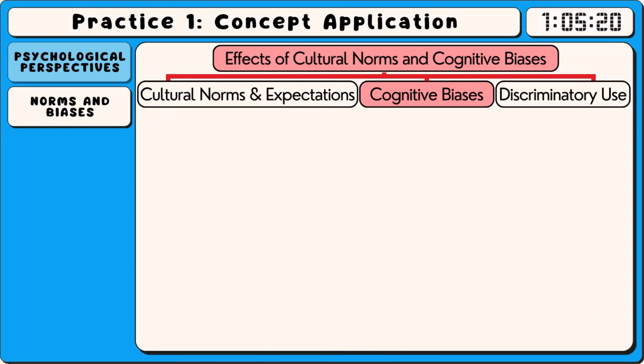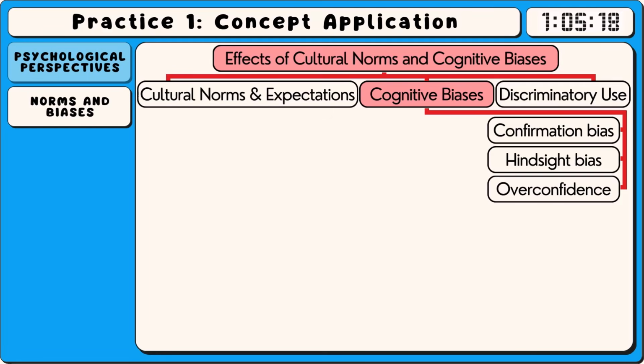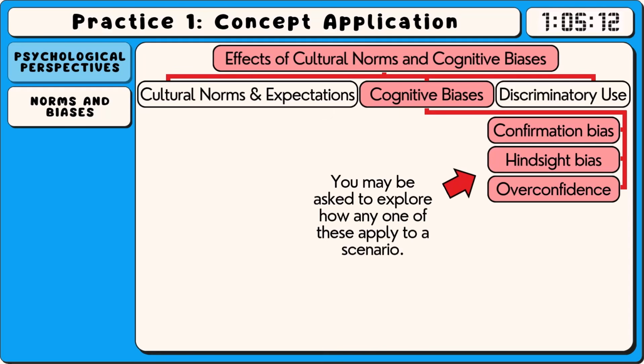Now let's look at cognitive biases. The three mentioned in Unit 0 are confirmation bias, hindsight bias, and overconfidence. You may be asked to explore how any one of these apply to a scenario. So let's look at all three of them and apply them to scenarios.